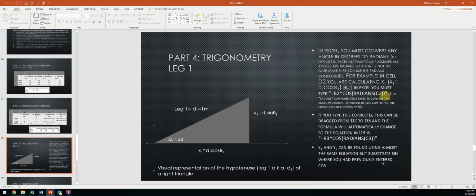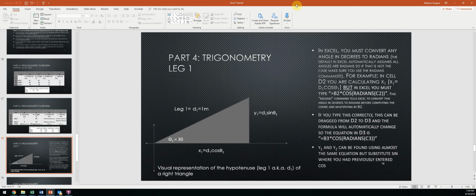The reason we have to do this is because the radians command tells Excel to convert this angle in degrees to radians before computing the cosine and multiplying by B2. If we didn't put in radians, it would automatically assume that C2 is in radians, okay? And that is not the case, it's in degrees, so then we would get a really horrible answer, right? That would make absolutely no sense.